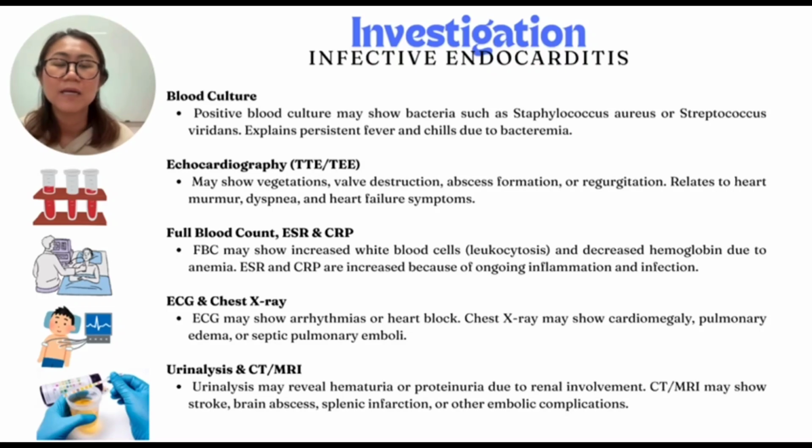Next is the full blood count, ESR and CRP. Full blood count may show increased white blood cells because of the infection and low hemoglobin because of anemia. ESR and CRP are also increased because of inflammation. This relates to fatigue, weakness, fever, and prolonged illness, especially in subacute infective endocarditis.